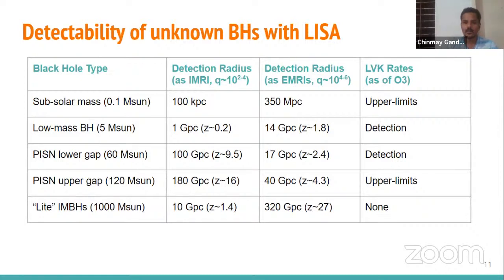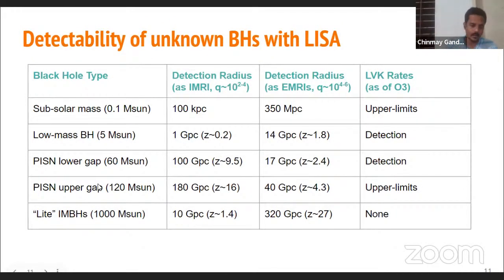And if it is a part of an EMRI, we would observe it till 17 gigaparsecs. If it is a higher mass PISN black hole, we would observe it till 180 gigaparsecs in IMRIs and up to 440 gigaparsecs as a part of EMRIs. And if we have the light IMBHs, which are about 1,000 solar masses, we will see them till 10 gigaparsecs in IMRIs and 320 gigaparsecs in EMRIs. It's interesting to see that we are able to observe IMBHs till a z of 27. The LVK rates for most of these candidates have been predicted, and it would be interesting to integrate that into our study as well.